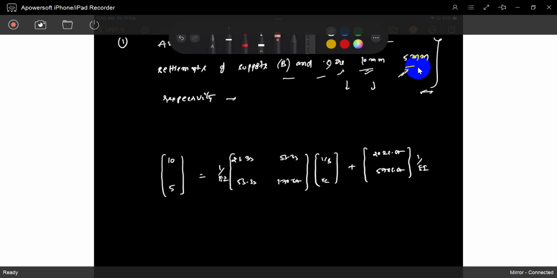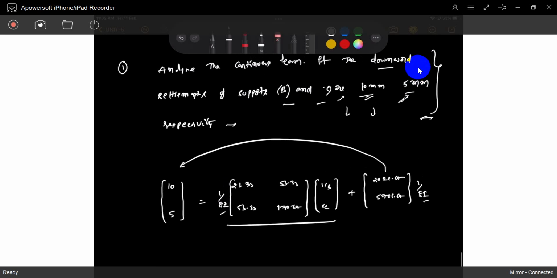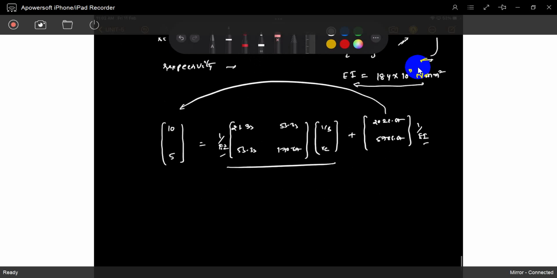Sir, previously here you have EI, we can cancel it. Now if this value comes in this direction, one has EI, one has no EI, so that's why I will give EI. Without EI you can't solve these problems, so I will give the EI value as 184 into 10 power 11 Newton mm². Without EI you can't solve it. If you take that EI value, now you can solve it.